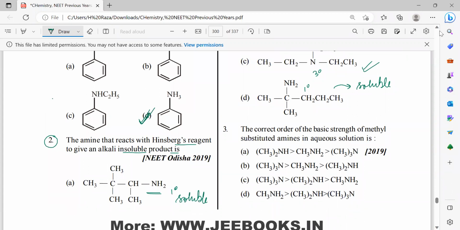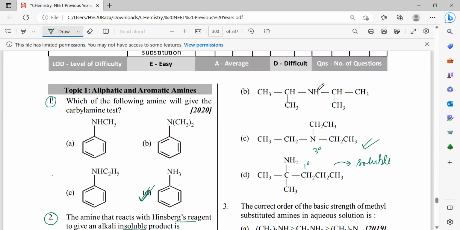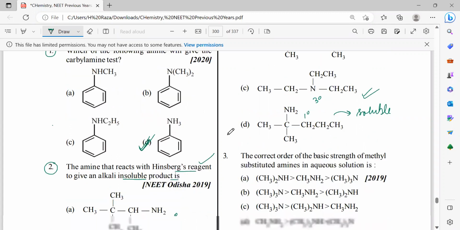As I told you, secondary amine will be reacting with Hinsberg reagent, but the product will not be soluble due to absence of hydrogen. If it is tertiary, there is absence of hydrogen and it will not react with Hinsberg reagent. Is that clear, Saifullah? Yes, sir, clear.